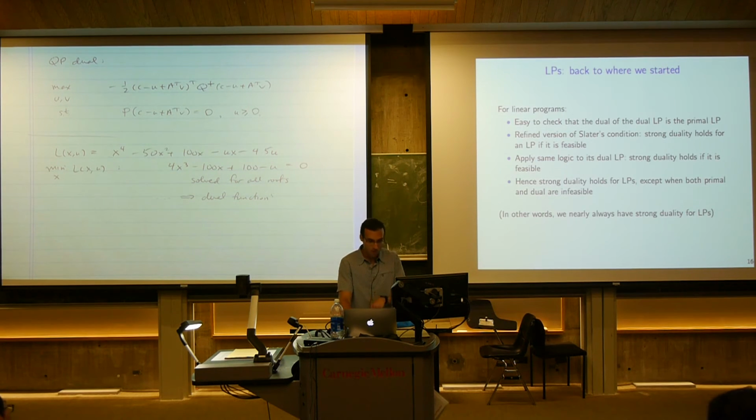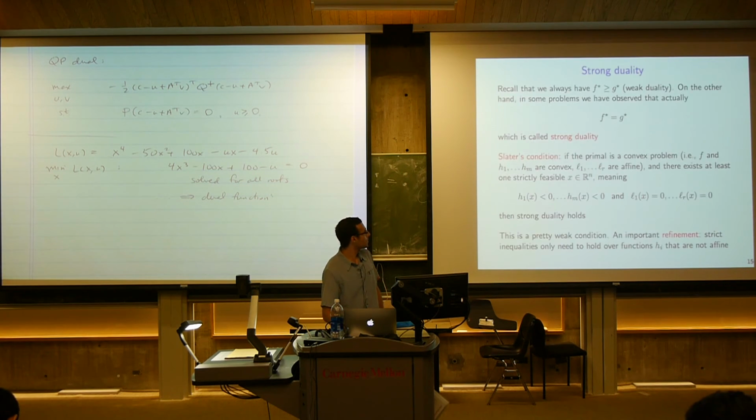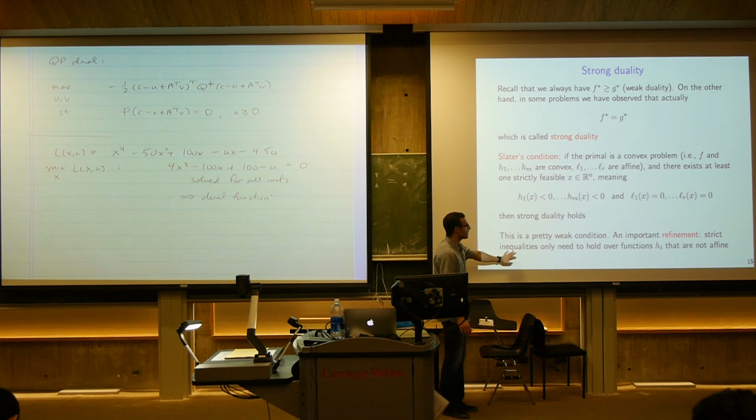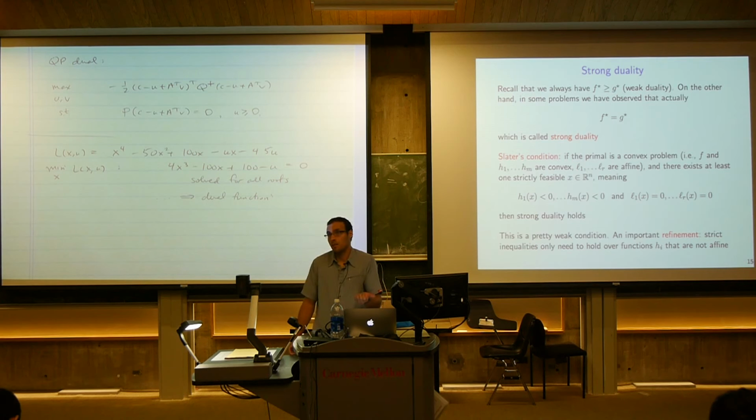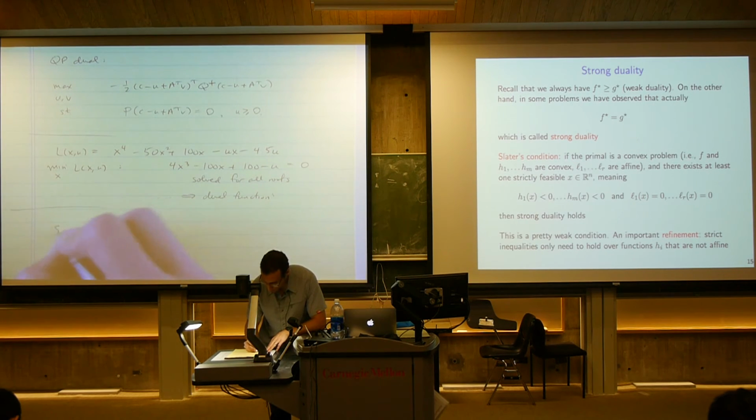So let's think about what this means for linear programs. Kind of back to where we started with duality. What does Slater's condition mean for linear programs? Well, it says that we only need strict inequalities to hold over functions that aren't affine. But for linear programs, all inequality constraints are affine. So Slater's condition for LPs just says that you get strong duality when the LP is feasible.